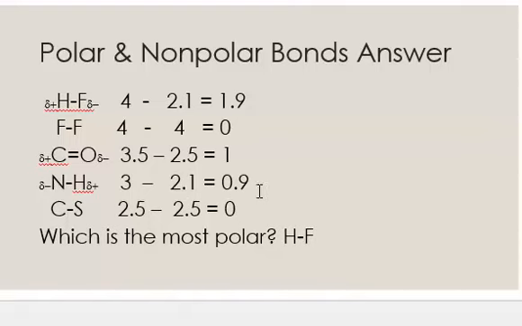For the next example, the electronegativity of nitrogen is 3 and that of hydrogen is 2.1. With a difference of 0.9, this is a polar bond. I place the delta negative symbol next to nitrogen since it has the higher electronegativity value, and the delta positive symbol next to hydrogen. In our last example, carbon and sulfur have the same electronegativity values, so this is a nonpolar bond. The bonding electrons are shared equally.